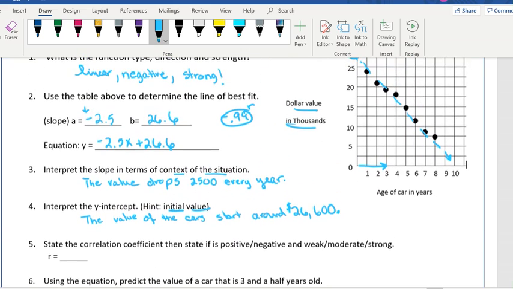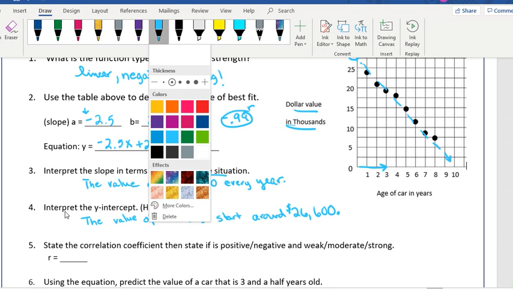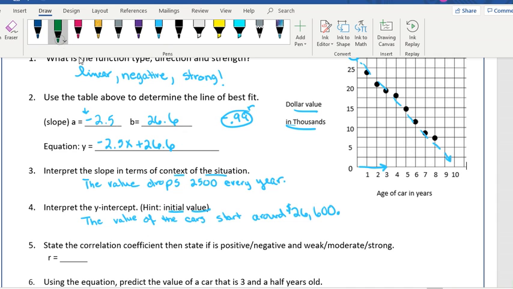Oh, state the correlation. Why did I think that I was done? State the correlation coefficient and what is it in our numbers? Okay, so our correlation coefficient was right here and it was negative 0.99. It's negative and it's extremely strong. The strongest it can be is 1, and this would actually round off to 1 or negative 1. 1 and negative 1 are the two strongest.